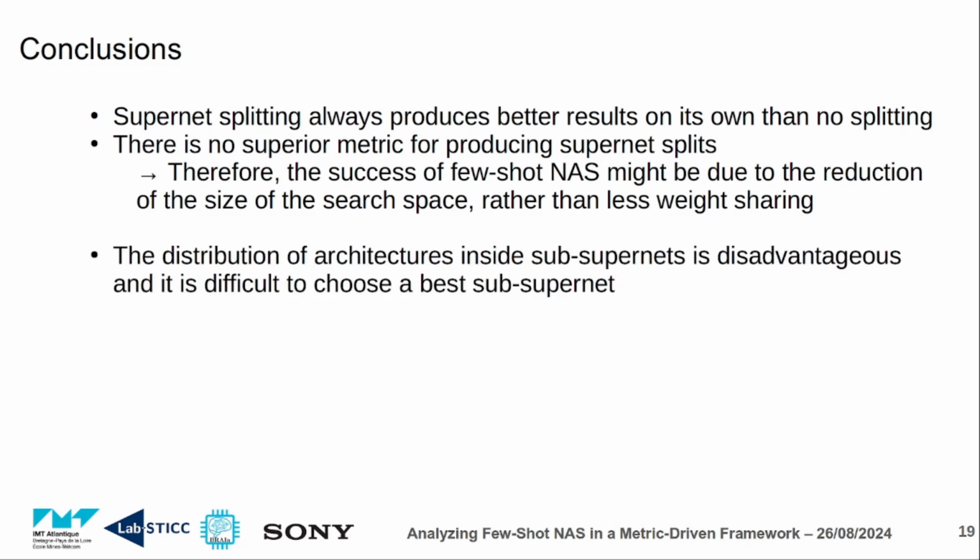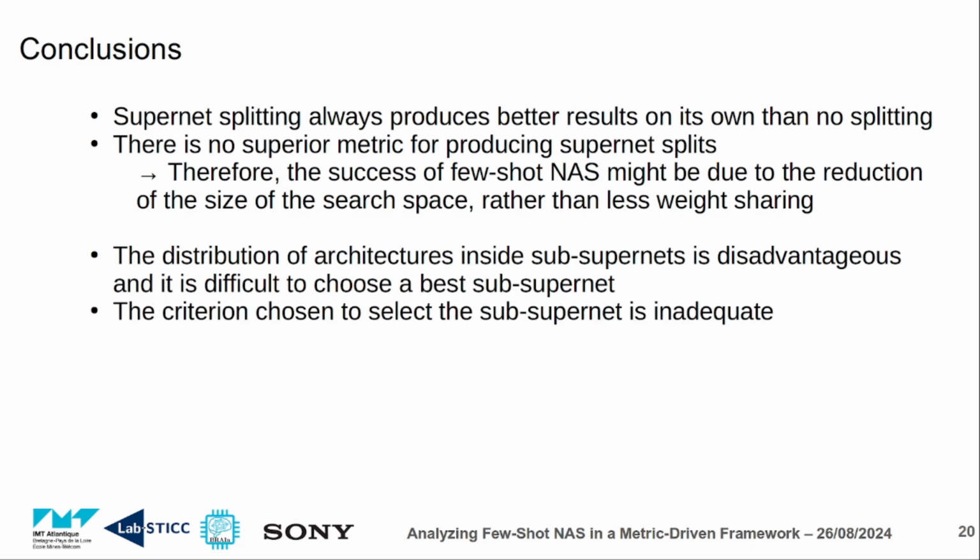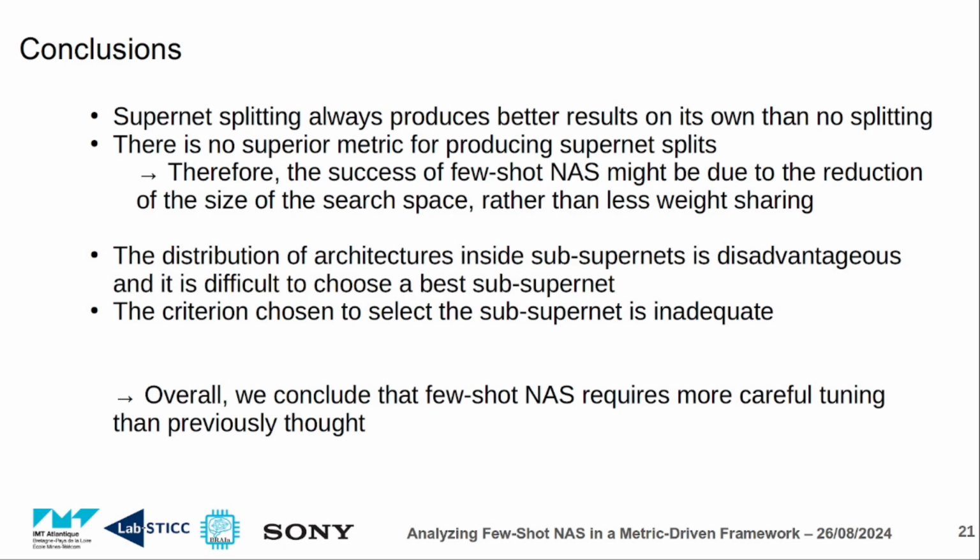Thirdly, the distribution of architectures is disadvantageous and disrupts the notion of there being a best sub-supernet in any given split. Finally, we showed that the most commonly used criterion to select the best sub-supernet, that is validation accuracy, is inadequate. Overall, our work shows that while few-shot neural architecture search is a promising development in NAS, it requires more careful tuning than what previous methods have surmised.